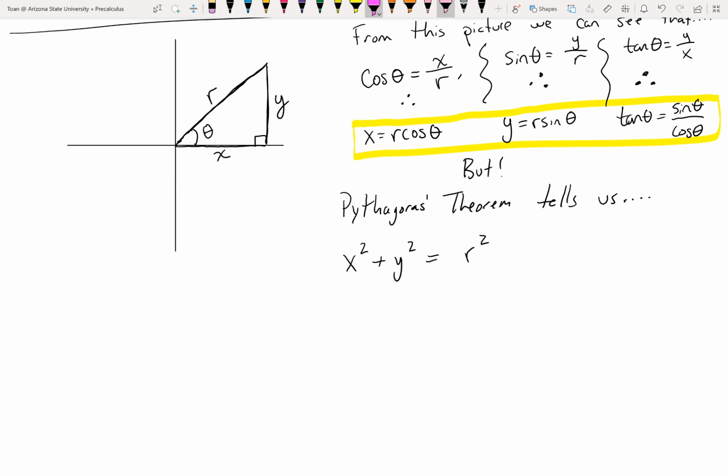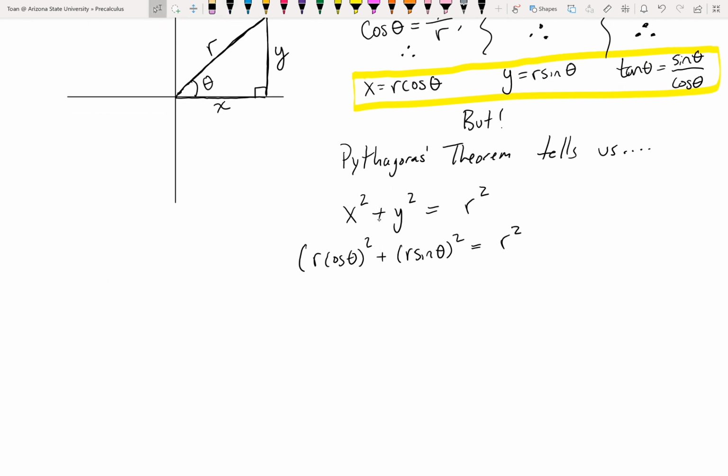But we already have a quantity for x. We know x is our cosine. We already have a quantity for y. We know that y is our sine theta. So let's just go ahead and do those substitutions. Plug those things in. So x is our r cosine theta squared plus y is our r sine theta squared equals r squared. And then you distribute the squared, you get r squared cosine squared theta.